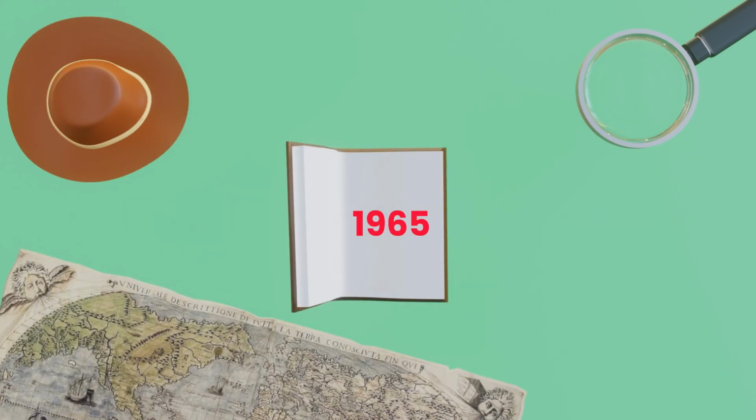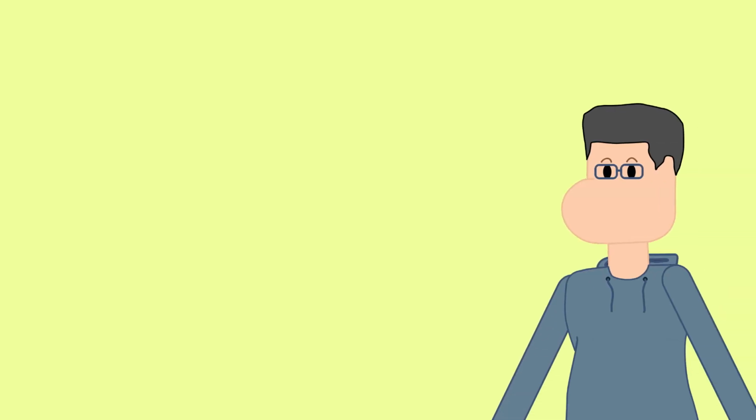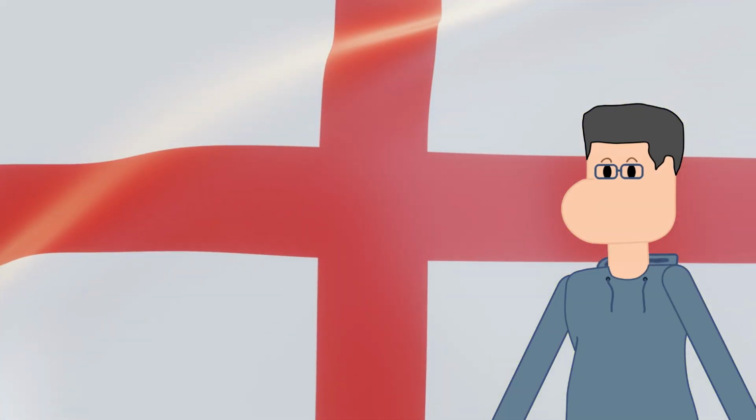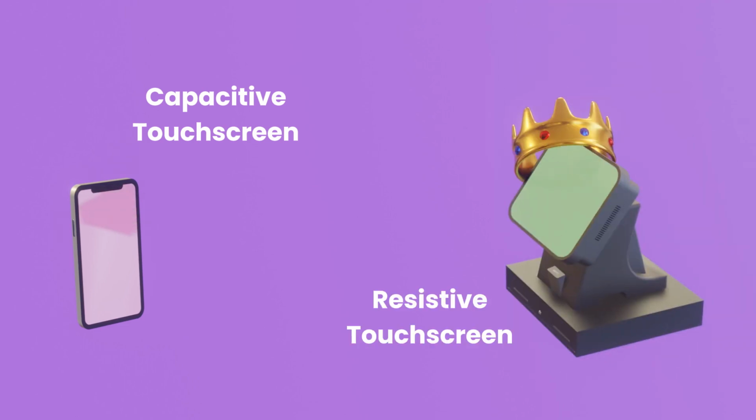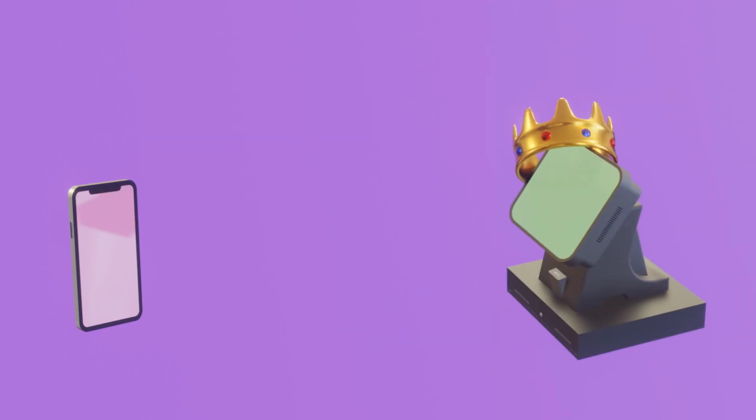I know you probably were not expecting 1965, but Johnson, my guy from England, came up with the wildest idea back then. It was to develop this magical object we refer to as the touchscreen. Even if capacitive touchscreens were the first to be invented, resistive touchscreens had the crown.